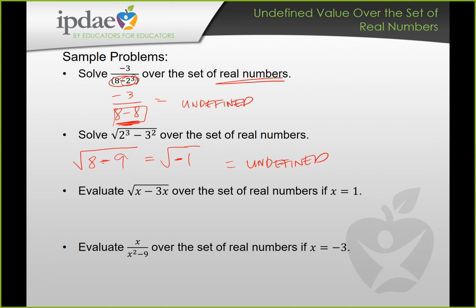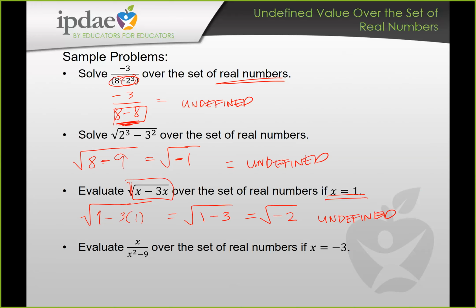At first look, it may appear, oh, this is legitimate. It could be. Sometimes they will hide it in an expression and ask the students to evaluate it with a particular number. So in this case, if we have the square root, and we substitute 1 for the x, this is 1 minus 3 times 1. Working out the 3 times 1, this comes out to 1 minus 3, and 1 minus 3 is equal to the square root of -2. So again, it is undefined over the set of real numbers.